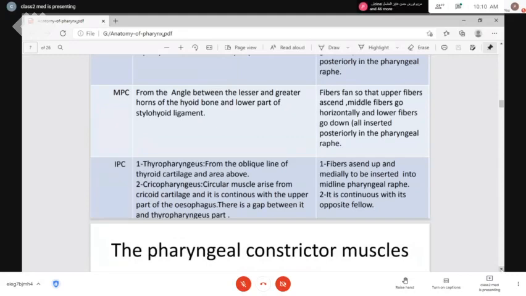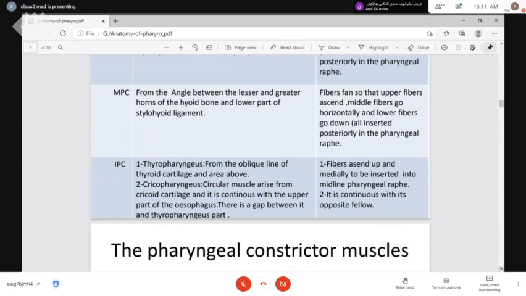The third is the inferior pharyngeal constrictor muscle, divided in two parts depending on the arrangement of its fibers. First, the thyropharyngeal part arises from the oblique line of the thyroid cartilage and the area above, and its fibers ascend upward and medially to be inserted in the midline to the pharyngeal raphe.